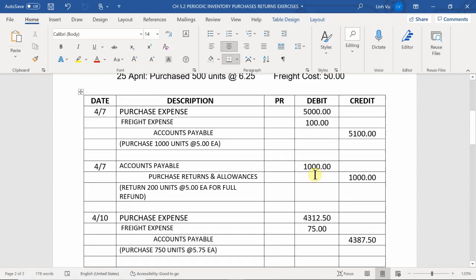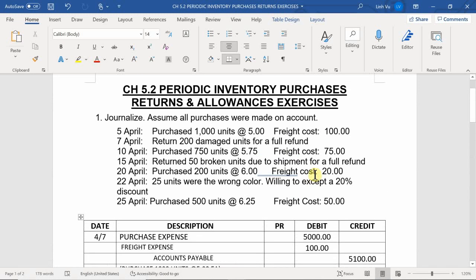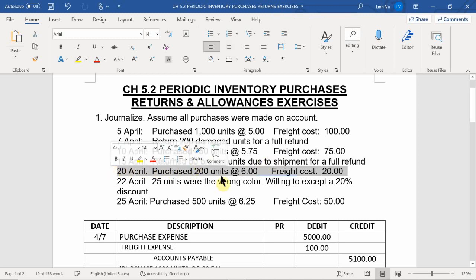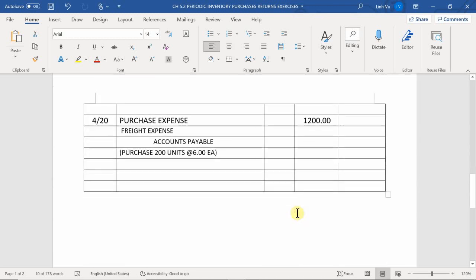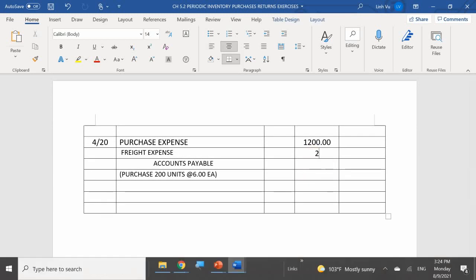Can you go up? The freight is $20. So then you owe in grand total $1,220. Good. Okay.